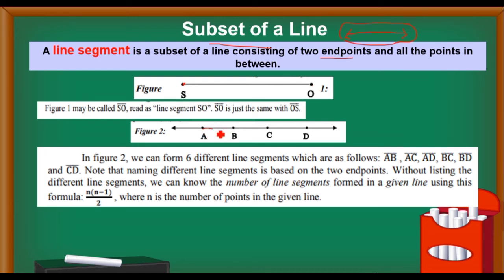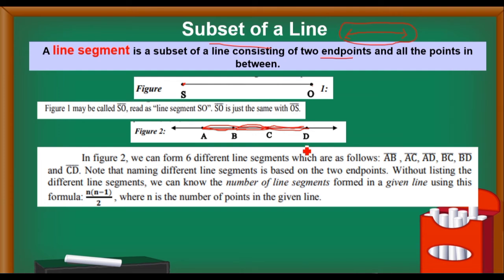Ayan, kagaya nito, si line segment AB. Line segment AC. Ayan, basta dalawang endpoint. At tandaan, 2 capital letters lang po ang pwede pangalan ni line segment. Okay? So, pwede rin si line segment AD. Pwede rin po si line segment BC, line segment BD, at si line segment DC. Ayan. Or pwedeng si CD.